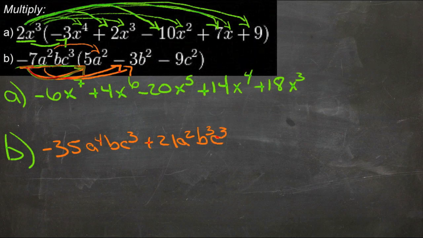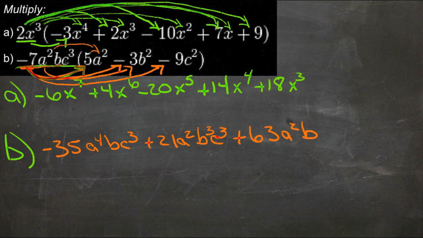And then finally we have negative 7 times negative 9, gives us positive 63. And a squared, there's no a's, there's no b's, so our a squared and our b are going to stay. And finally we have c cubed times c squared, that gives us c to the 5th, adding the powers. That's all there is to it.